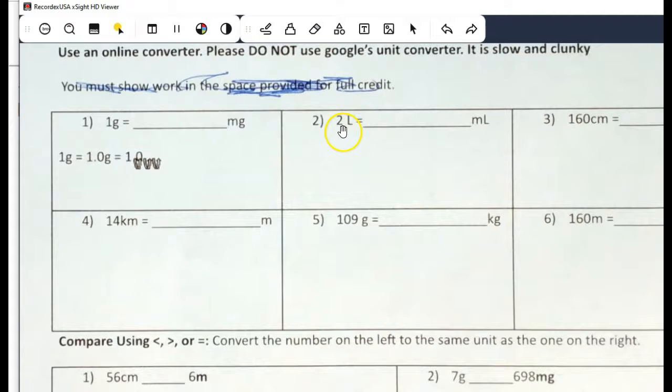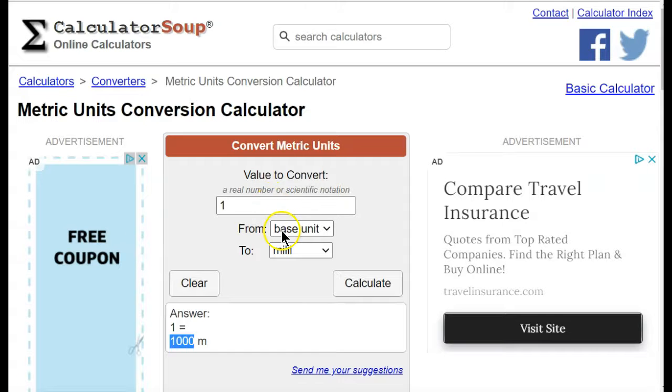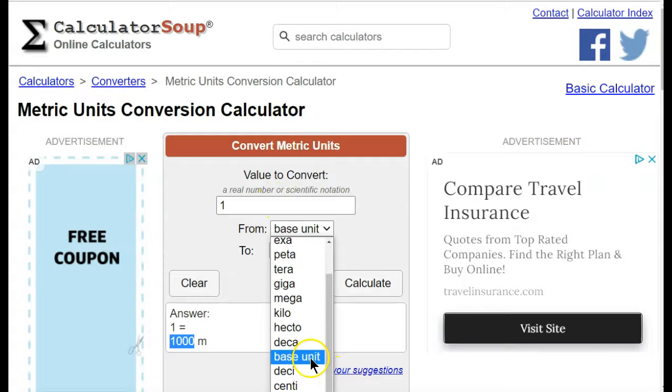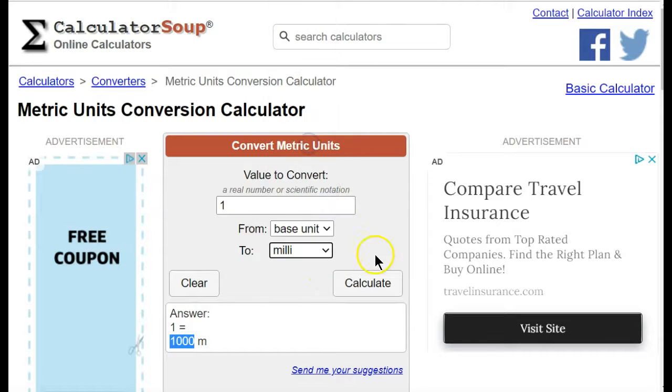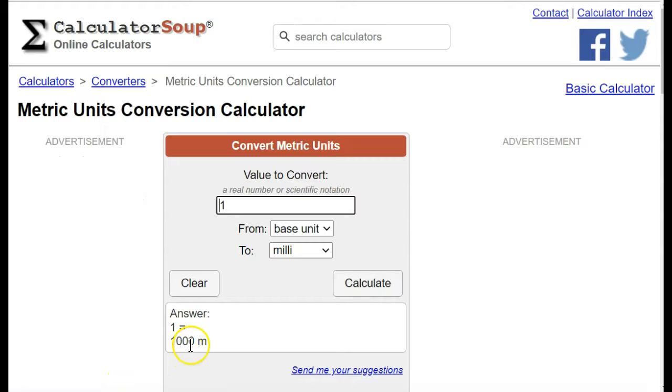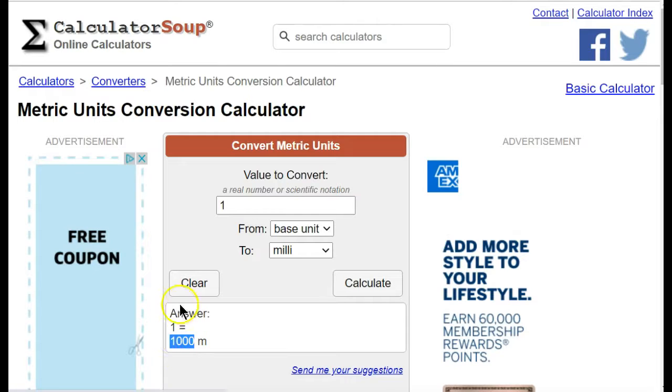Let's try another one. You're trying to go from 2 liters. Liter is the base because it's just a single letter, and you're trying to go to ml, milliliter. So let's try it again. You're going from 1 base unit, liter, and you want to take it to milliliter, click calculate, and it's basically going to spit out the same answer. So 1 liter is going to be 1,000 milliliters. Ignore the M thing. This is why, like I said, this one's a little bit confusing. If you learn how to use it, it's super fast compared to everything else.